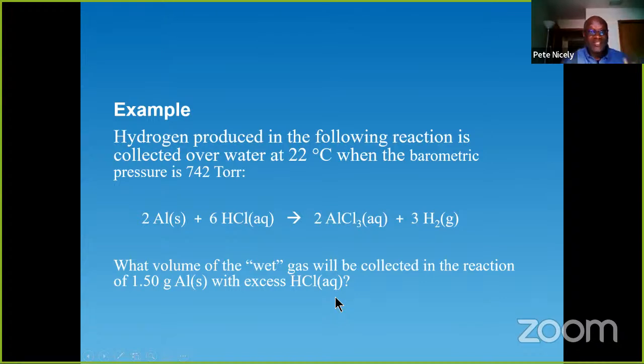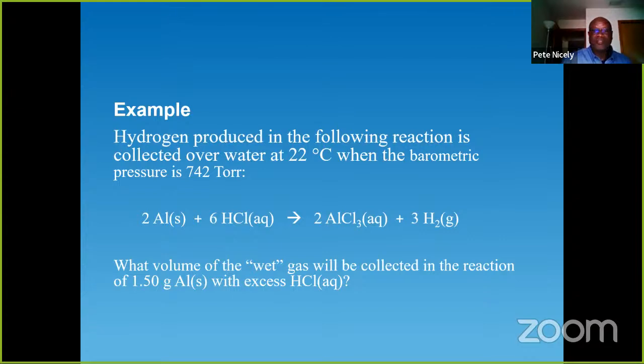Now, let me just say that there's one piece of information that's missing, and that is the vapor pressure of water at 22 degrees. So let me see if I can find that and include that in this question. So, vapor pressure of water at 22 degrees Celsius. Let me see if I can find that.